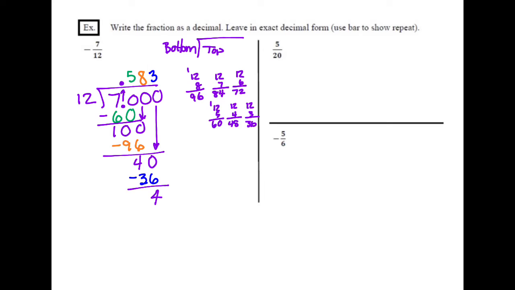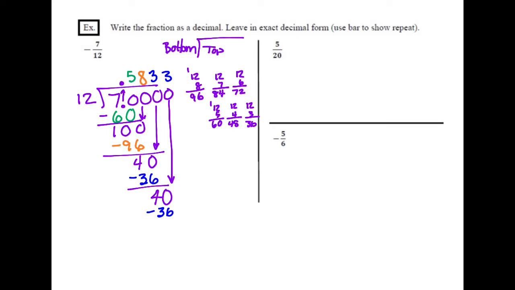It's not a 0. We're not done. We still have a remainder, so we have to keep going. I'm going to add another 0 and bring it down. And I get 40 again, which means I'm going to have a 3 again.